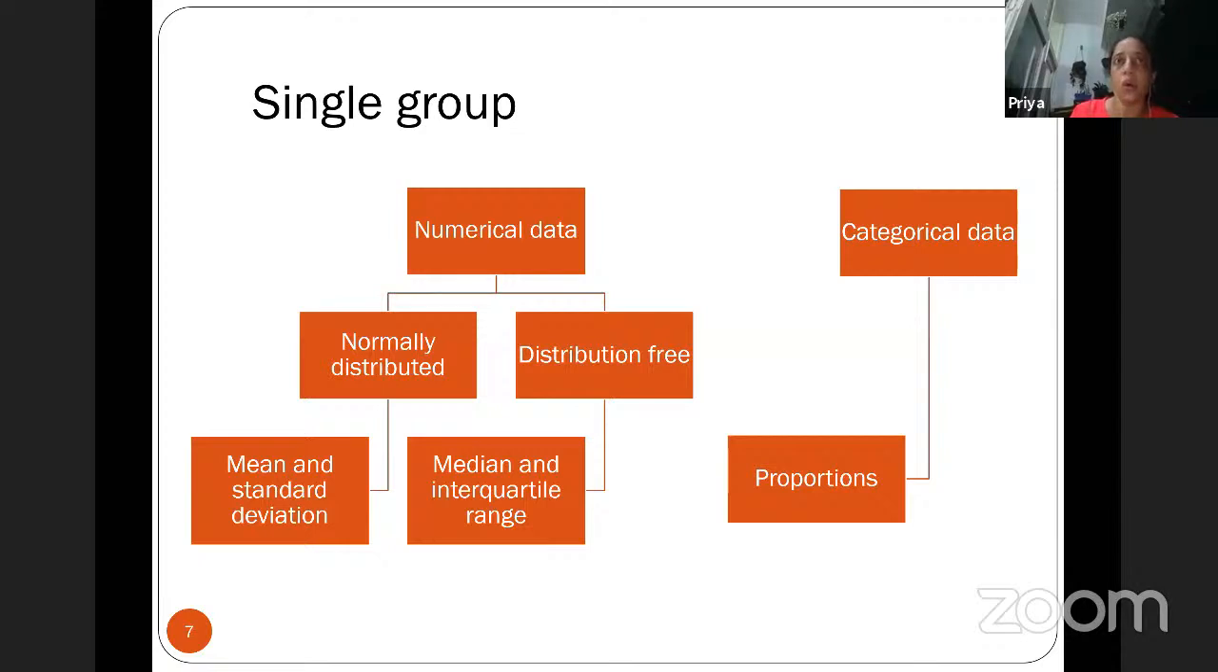Or you could talk about categorical data. You could say 60% of people in the group were male, right? 80% of people in the group were non-smokers. So that's when we talk about proportions. So this is, we are just describing the characteristics of that particular sample.